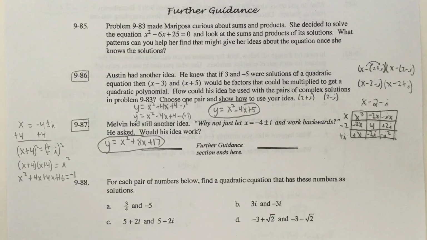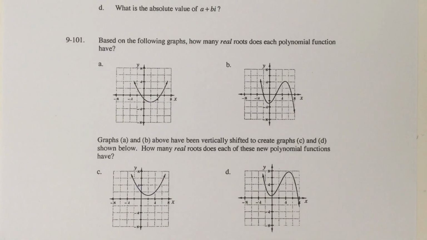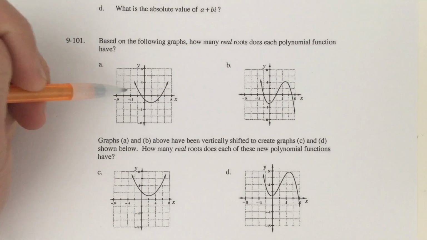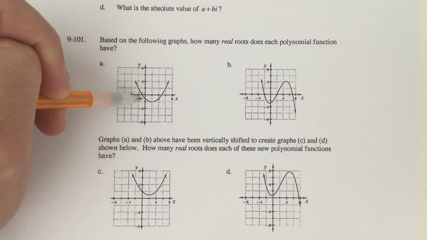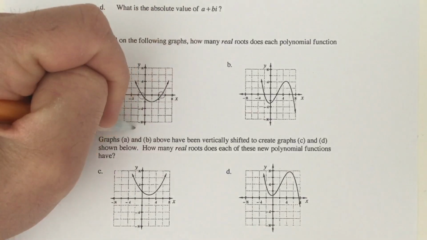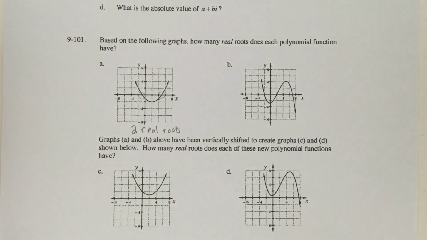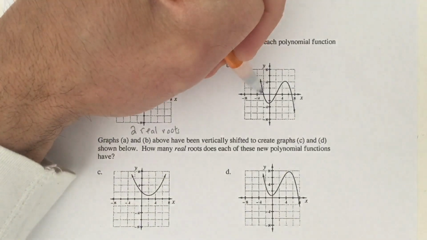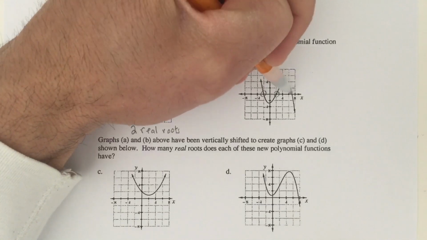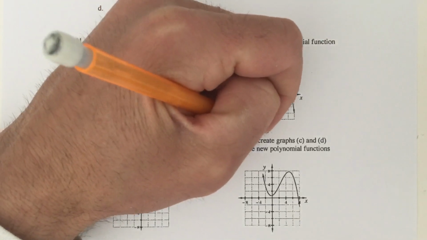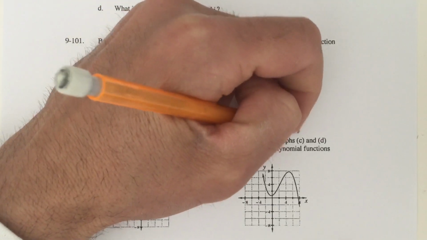The last part of the problem we're going to look at is problem 101. And for problem 101, it says, based on the following graphs, how many real roots does each polynomial have? So remember, real roots means it's actually crossing the x-axis. So if we look right here, it's crossing the x-axis here, crossing the x-axis there. So there are 2 real roots for this one. If we look at letter B, it's crossing right there, crossing here, crossing here. So that is 3 real roots.